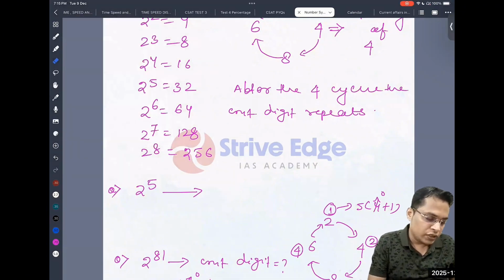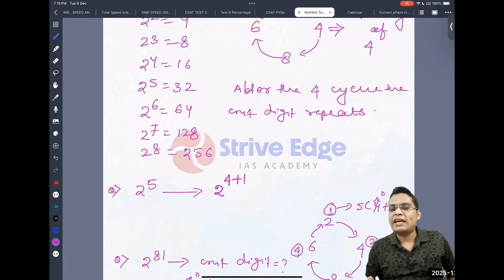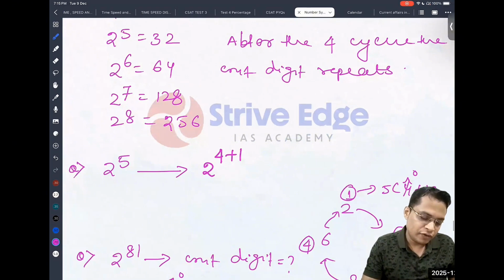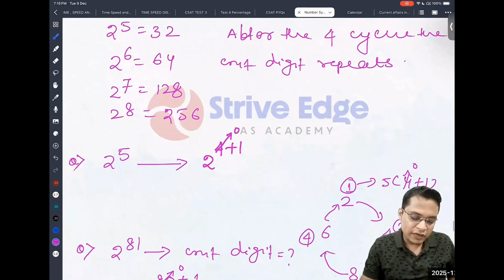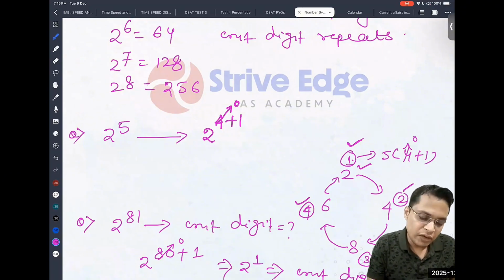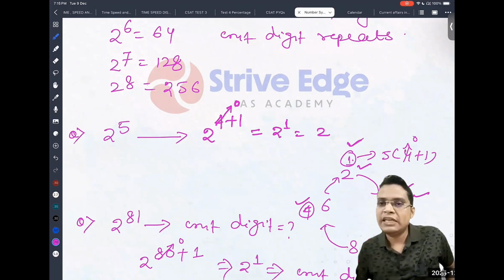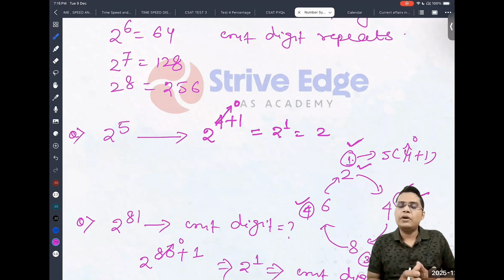Let's see here. If it is 2 to the power 5, I can write 2 to the power 4 plus 1. Since the cyclicity is 4, we need to eliminate this 4, because starting from 1, 2, 3, 4, it will repeat again here. That is the reason we eliminate this 4 and write 2 to the power 1. So the unit digit will be 2. Cyclicity is basically used to find the unit digit of a number.